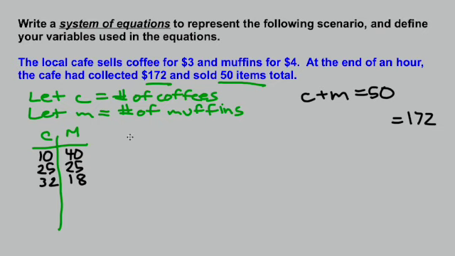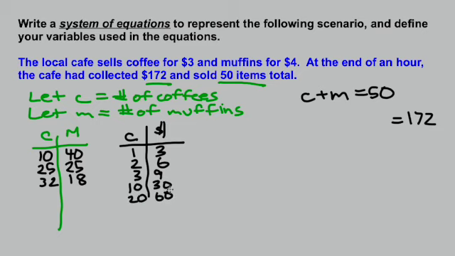Let's say I was just dealing with the number of coffees and I wanted to ask myself, well, how much money do I make? Well, if I sold 1 coffee, that would be $3. If I sold 2, that would be $6. If I sold 3, that would be $9. If I sold 10, that would be $30. If I sold 20, that would be $60.